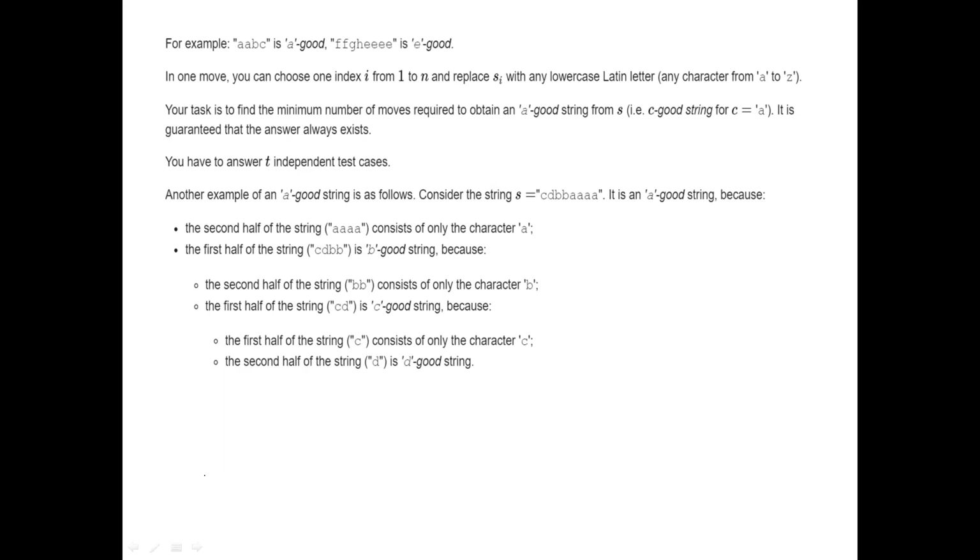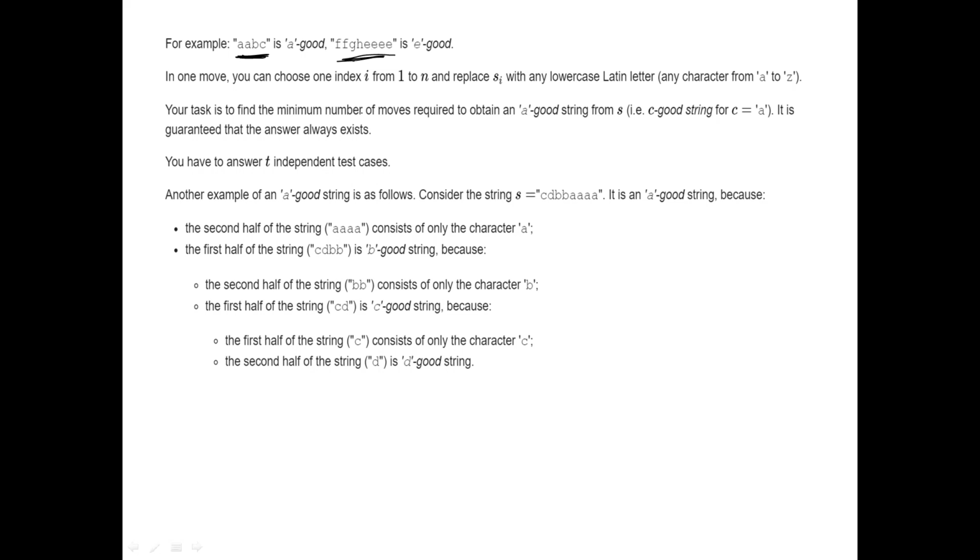We have to find an a-good string in this question. So what we are doing is replacing c-good string by a-good string. It is just replacing the character c by a. So what are a-good strings? Let us see an example. Suppose we are given the string s is AABC. It is a-good. And the string FFGH and 4 times E is e-good.